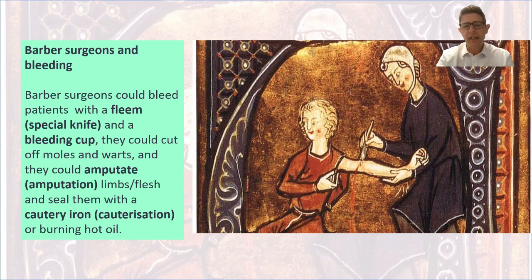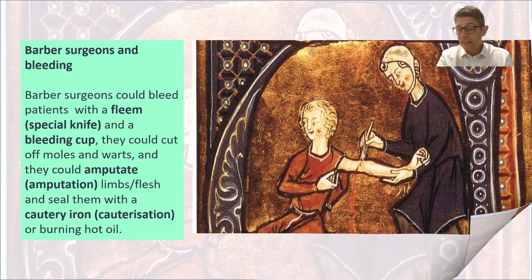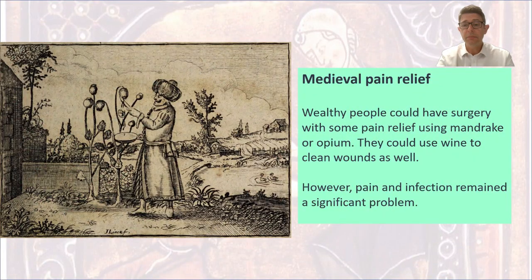They'd also amputate people, so if you had infected limbs, they would cut them off and then they would seal the wound shut with a cautery iron to burn the wound closed to stop you bleeding to death, and also perhaps to stop any infection they thought might be around. They didn't have much pain relief, so all of this was very, very painful for them. They could use alcohol. Some places might have access to opium or mandrake, some things that could be used to stop pain, but pain generally was a very significant problem in this time.